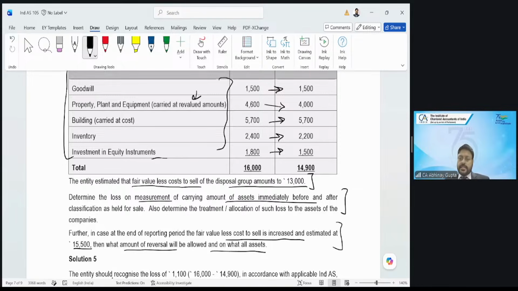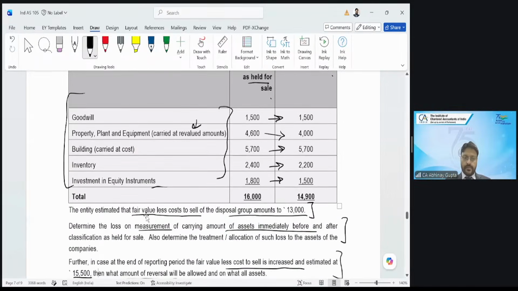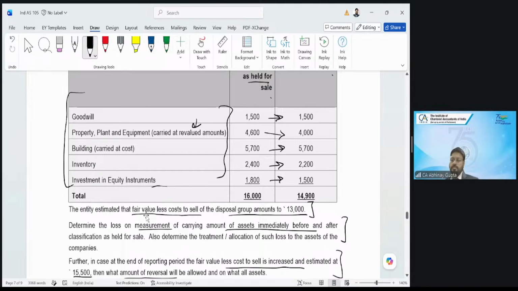And in case on a subsequent reporting date, the fair value less cost to sell increases from 13,000 to 15,500, then what would be the accounting treatment, right? So I'm giving you a few minutes just to try it on your own once, and then I will discuss the solution. Okay. So I'm just waiting for you to try it on your own. I will discuss the solution anyway.